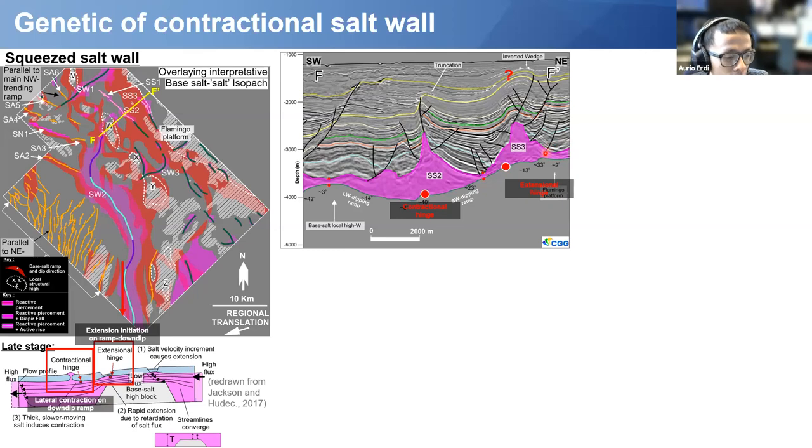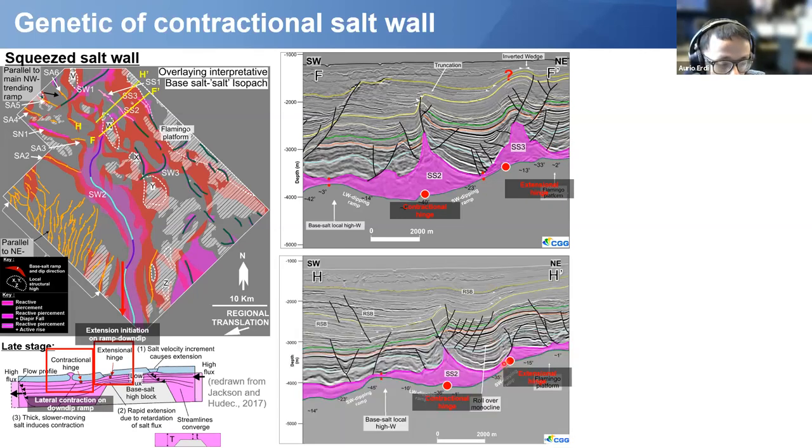We compare it with a section located northwest of this section. We see that the extension is still consistent with the physical model. As such, we suspect that the contraction at the SS2 here induced overburden rotation, leading to the formation of a salt wall that created a buttress to induce the inversion at the SS3.